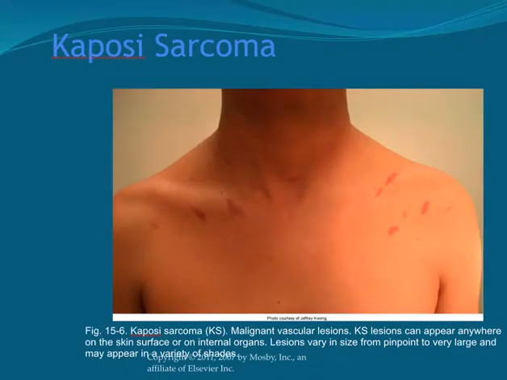This is Kaposi Sarcoma. So these are malignant vascular lesions. Sometimes we abbreviate this KS, and these lesions can appear anywhere on the skin surface or even on the internal organs. The lesions usually vary in size from pinpoint to very large and appear in a variety of shades. We have to be very careful in how we dispose of any soiled dressings from these lesions. That's a high priority consideration.